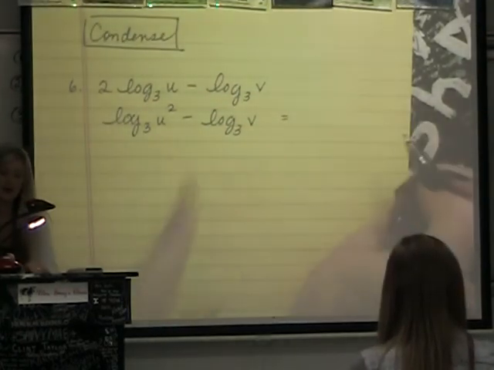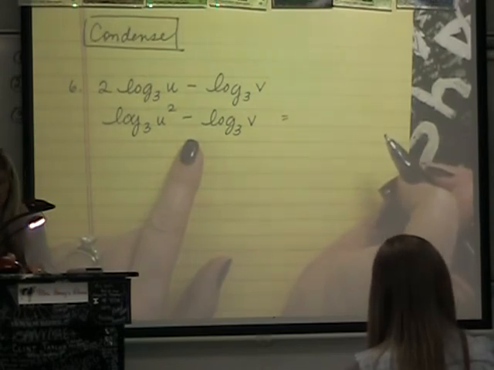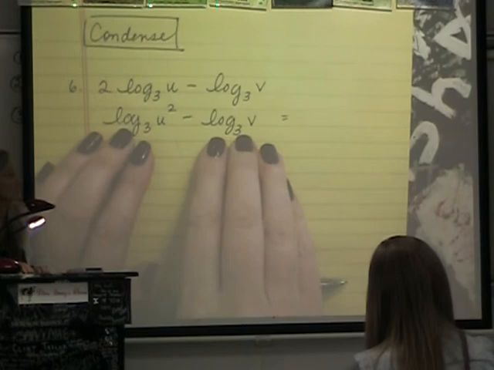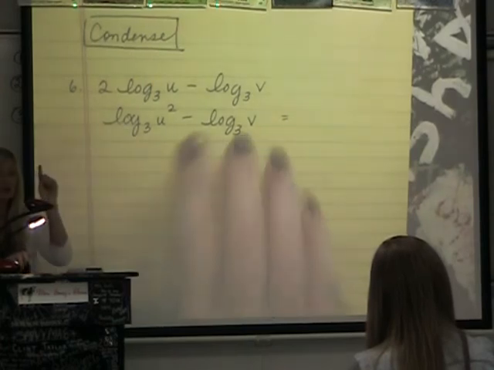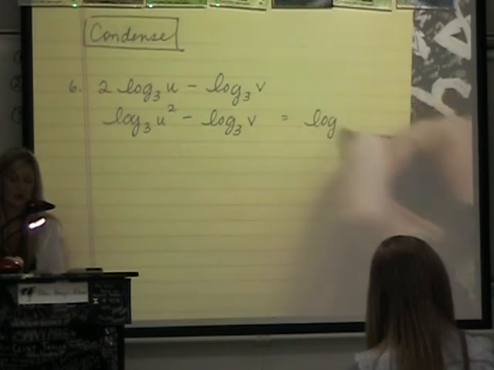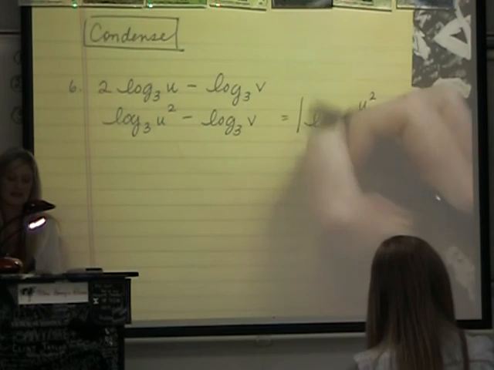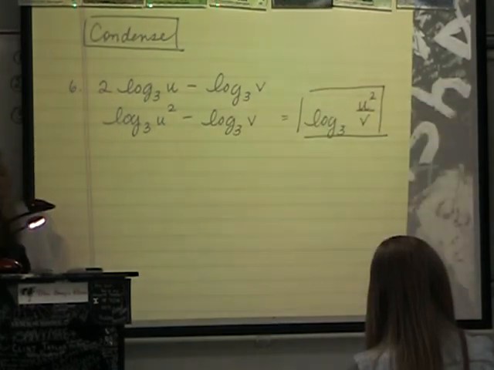And then from there, we know that subtraction implies division. So I'm going to condense these 2 logarithms down to 1 log. So it's going to be log base 3 of u squared divided by v. And that's going to be my answer. Log base 3 of u squared over v.